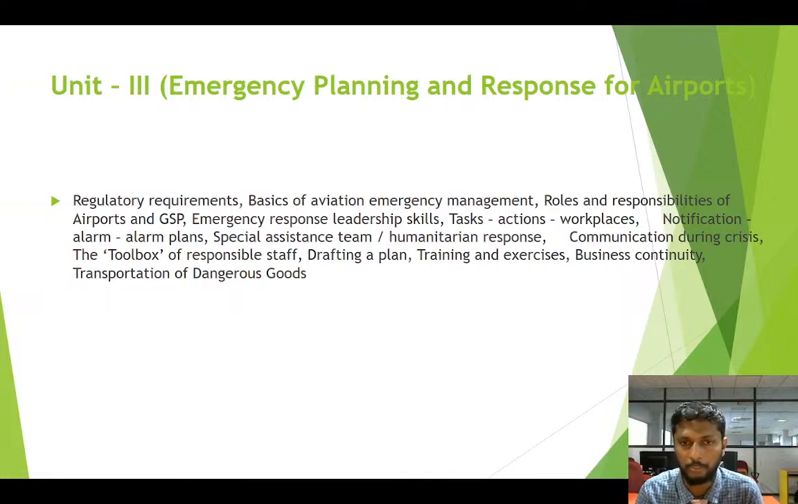Simply, in the aviation industry we call it tech pub, right? All these regulatory requirements will be in the tech pub, and we will study the rules and the emergency aviation management system, its roles and responsibilities, its tasks, action plans, and how notification works for alarm plans or safety purposes. What communication systems do we use during a crisis, what toolbox do we provide for the staff, and how do we plan and execute?